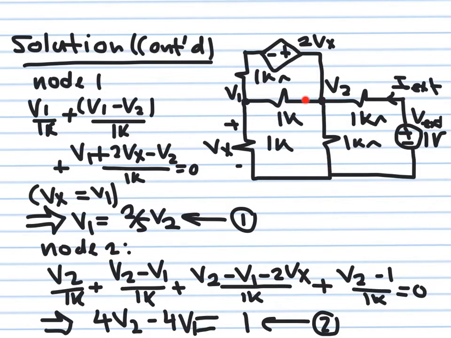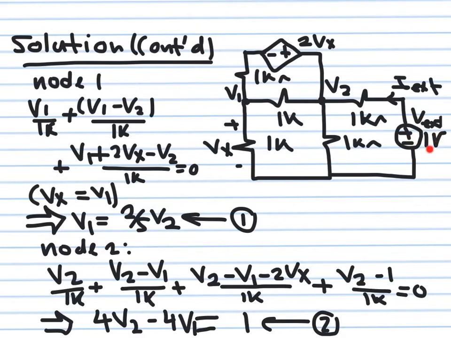This current flowing out here is V2 minus V1 over 1K. This current flowing out here is V2 minus 2Vx minus V1 over 1K. This current flowing out here is V2 minus 1 divided by 1K. Notice that I gave a value for the external voltage. Sometimes I can get away for simpler circuits by keeping it as a symbol. But for a practical circuit like this one, I have to give it a value of 1 volt. It doesn't matter, make it 1 volt or 5 volt, it doesn't matter.